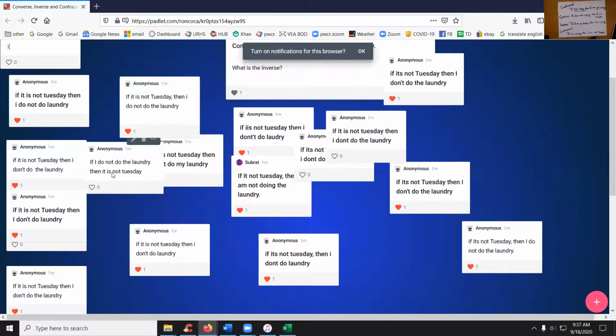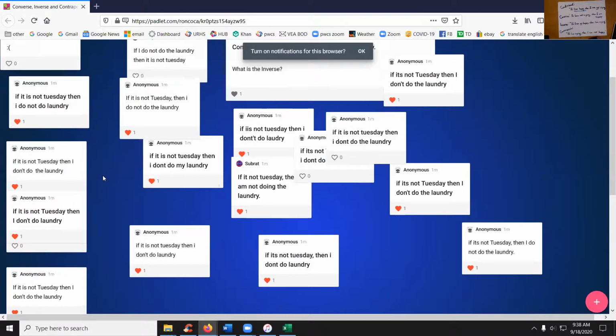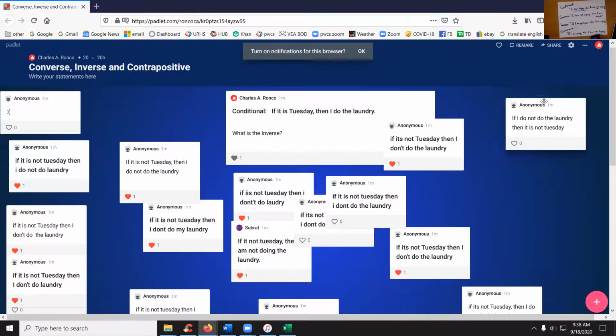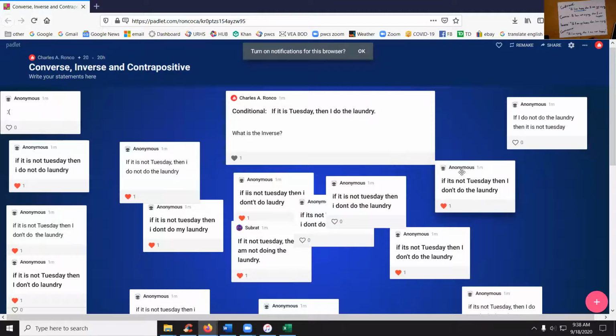Not okay. Take a look at this one. Remember, it's anonymous, so I don't want to be picking on anybody. But what did this person write? Take a look at this one I'm putting up here in the top right-hand corner. It's not the inverse, but it is one of our sentences. Is a contrapositive. Yes, that's correct.